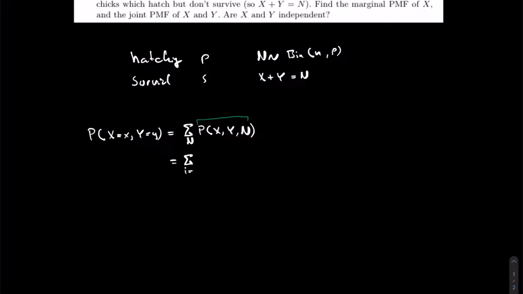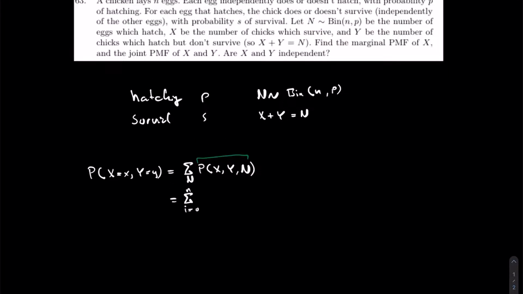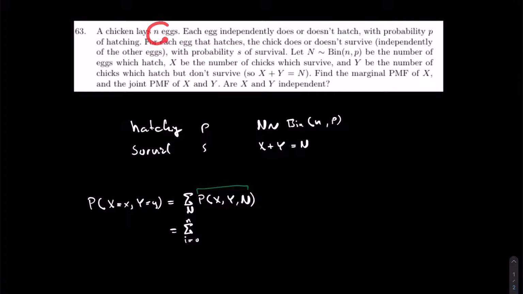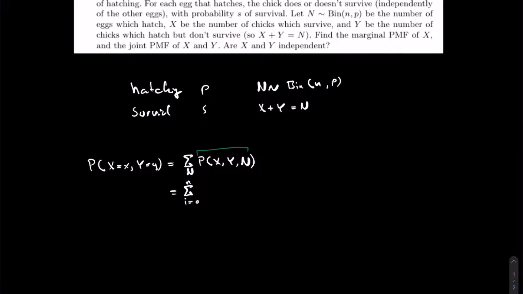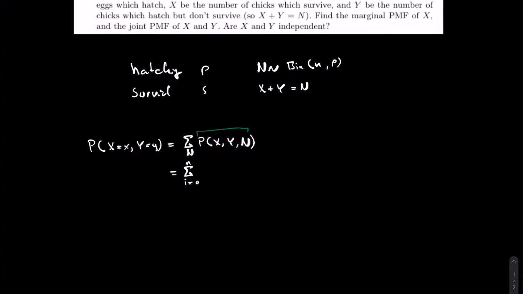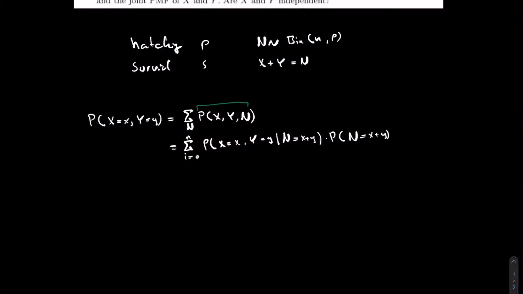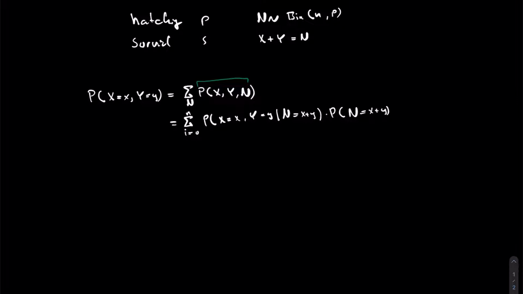So we have a sum over i from 0 to little n, because we know that there are n chicks. We're going to do the joint of x, y, conditional on n, times the marginal of n. Here, n equals x plus y. So this we know. We also know that the marginal of n is a binomial.